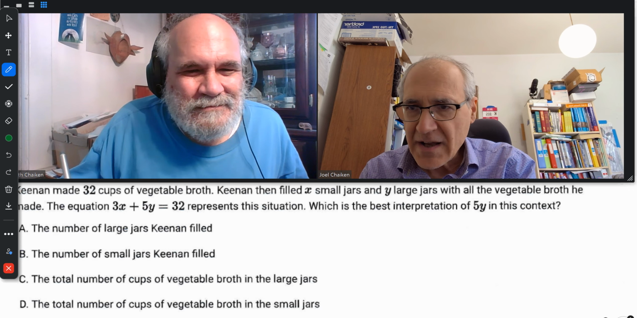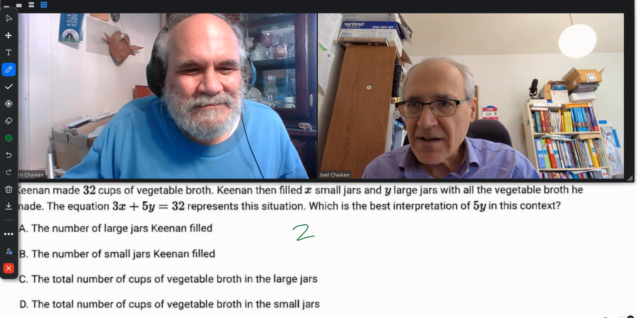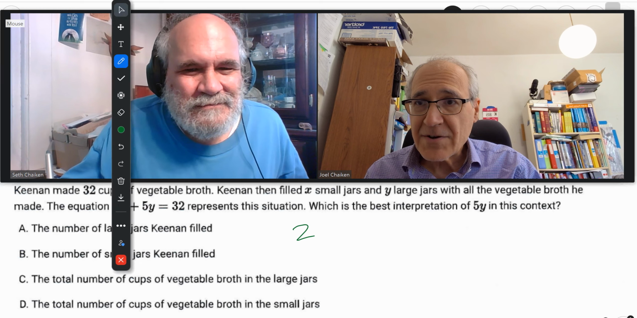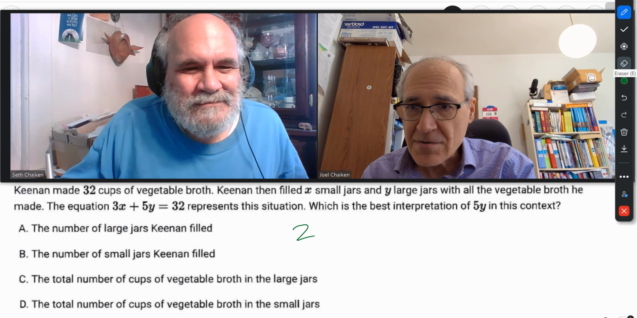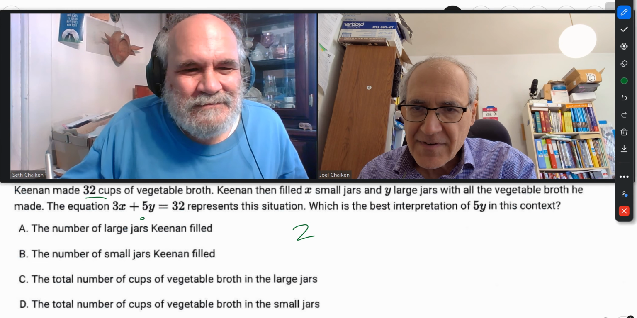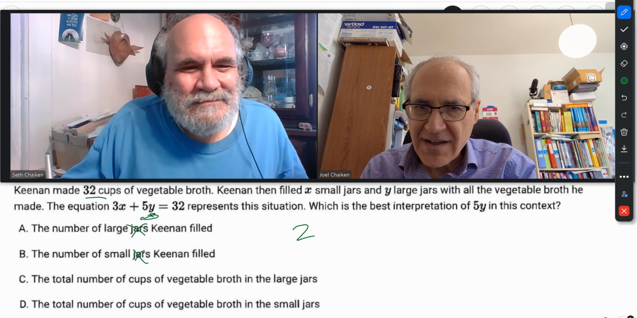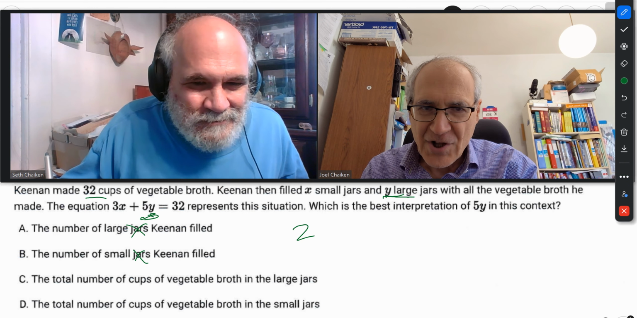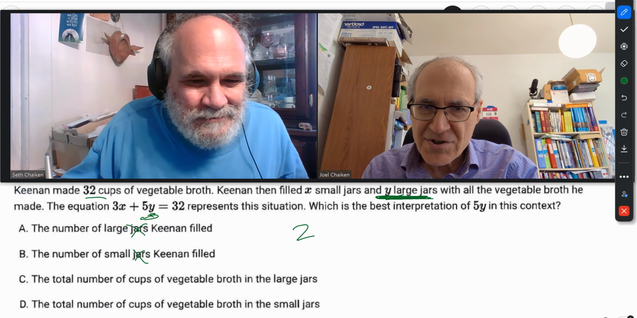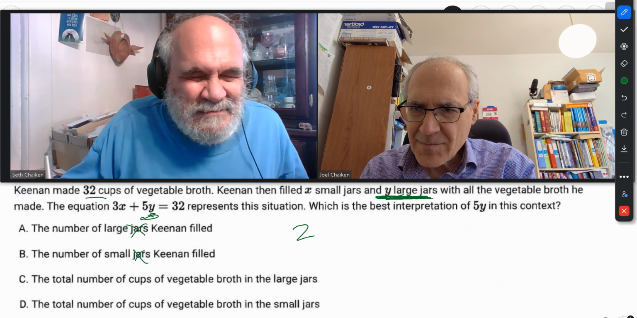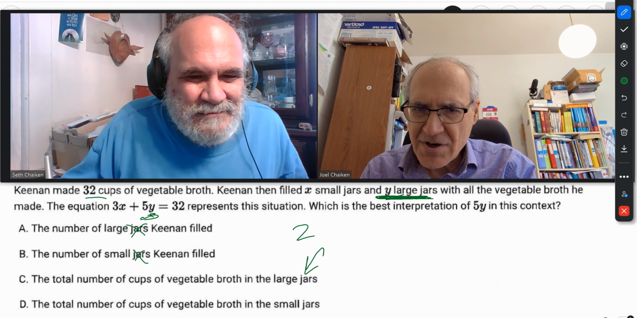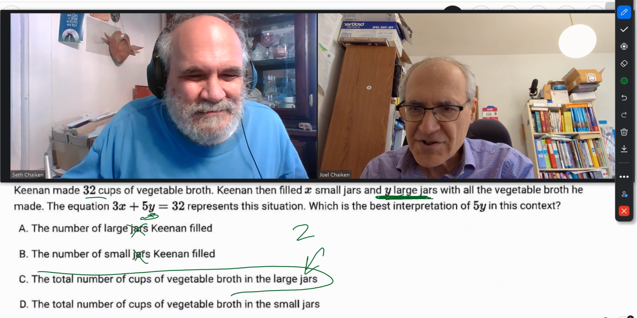The 5y has to be in units of cups because 5y has to be the same units as 32. So the answer is going to be in cups. Cups, not jars. Confusing, right? Total number of cups. So what is the y thing? The y thing is large jars, right? So it would have to be the number of cups in the large jars.